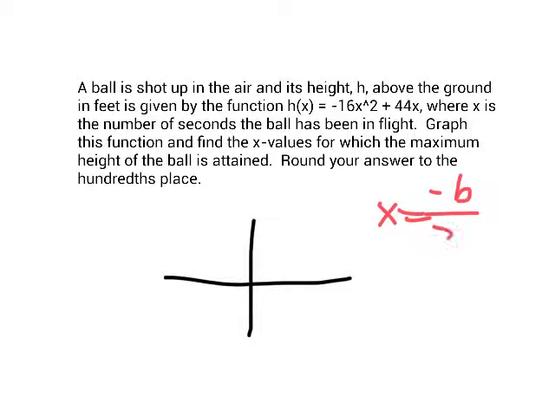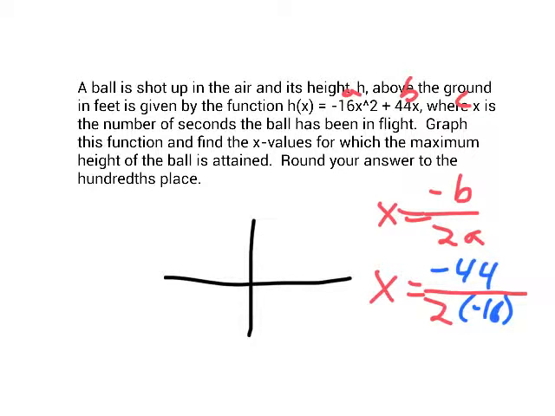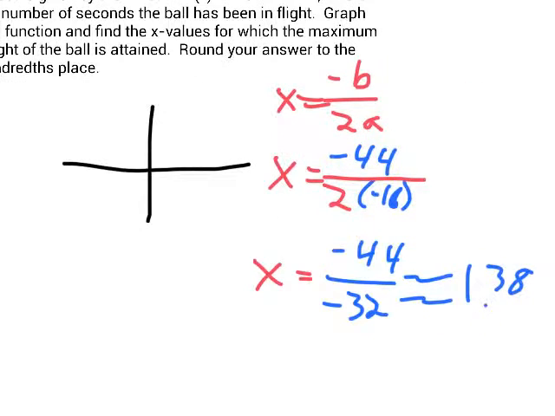x equals negative b divided by 2a. And the a is always the coefficient of x squared, b is always the coefficient of just x, and c is the number hanging out by himself. So if you plug those three things in, it looks like this, and then if you simplify, it rounds off to about 1.38. So that's where the maximum height is obtained.